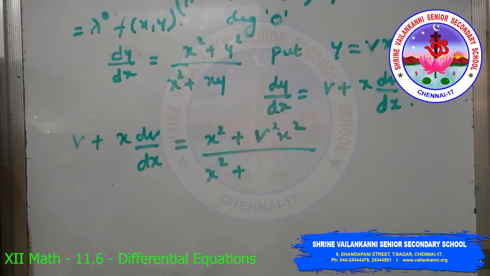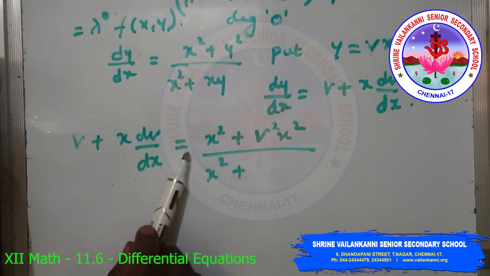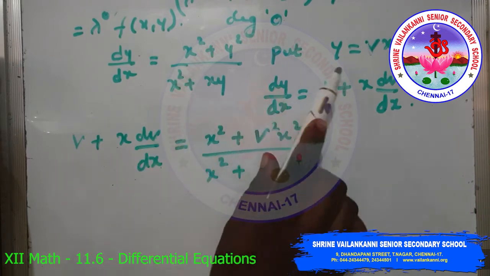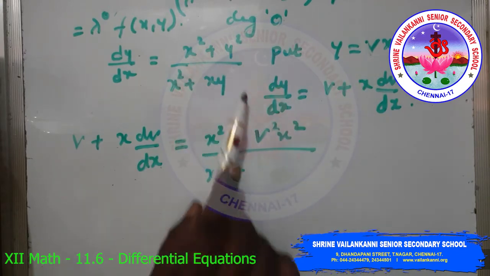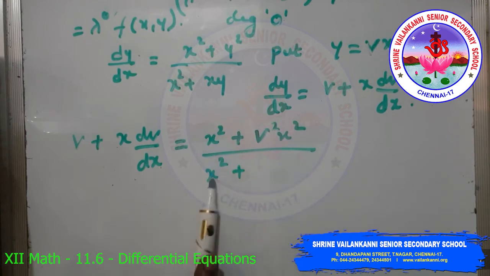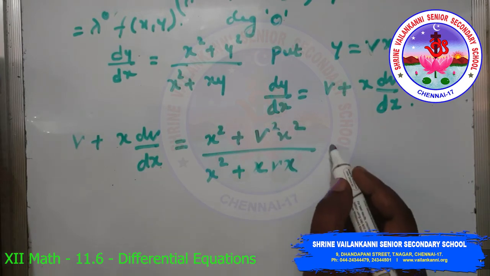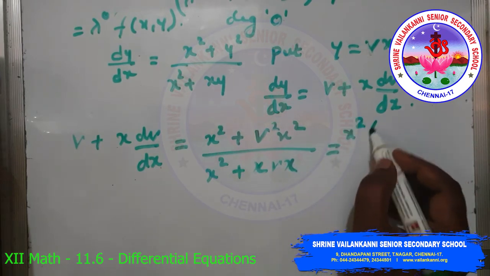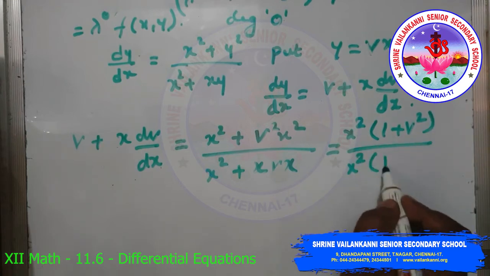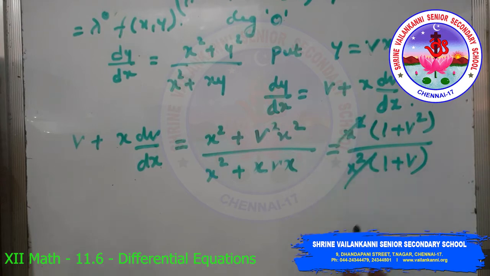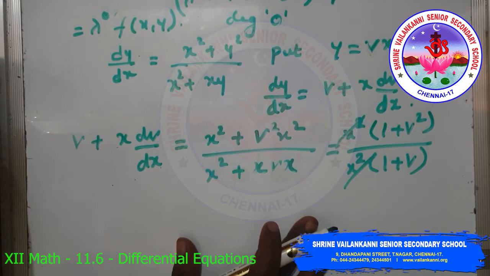Substituting dy/dx, so v + x dv/dx is equal to x² plus, y is vx, so y² is v²x², so (x² + v²x²) over x² plus x into y, which is vx. Taking x² common, 1 + v². Here taking x² common, 1 + v. So cancelling x². Now we have to separate the variables.